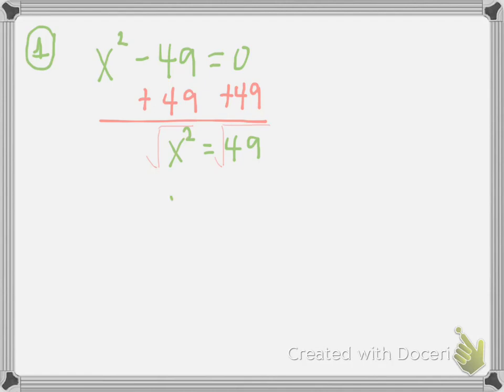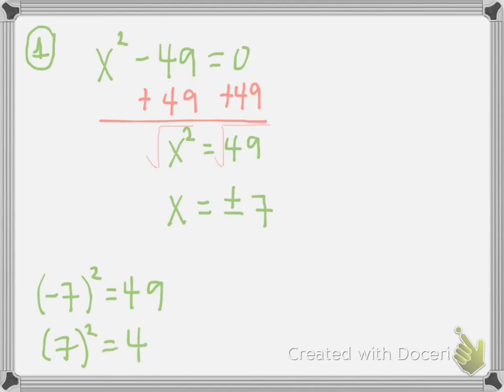And when you take the square root of both sides, you're going to be left with a positive and a negative 7 here. Okay, because if you think about this, a negative 7 squared is a positive 49, and also positive 7 squared is a positive 49. So both of those values could go in there for your x. Okay?